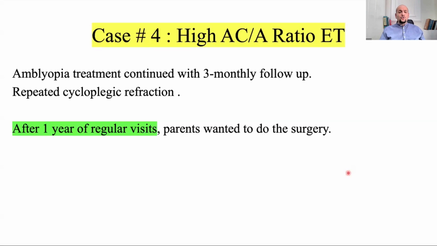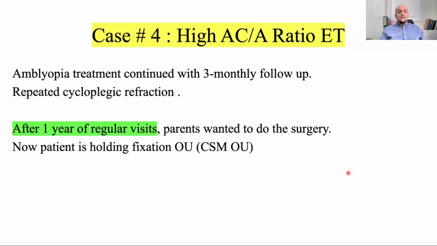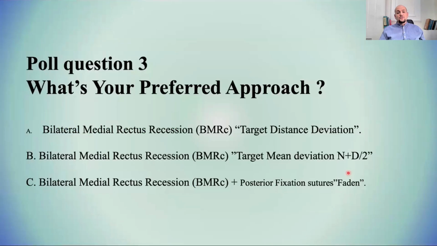So my message here: do not push the parents for the surgery. Explain everything, the pros and cons, the advantages, the disadvantages, the outcomes, the success rates, and then let them decide. After 1 year, the parents finally wanted to do the surgery, and now the patient is holding central, steady, maintained fixation in both eyes. So what's your preferred approach?